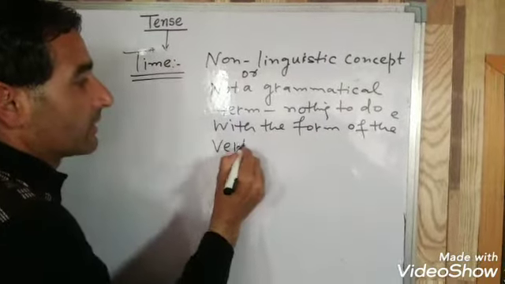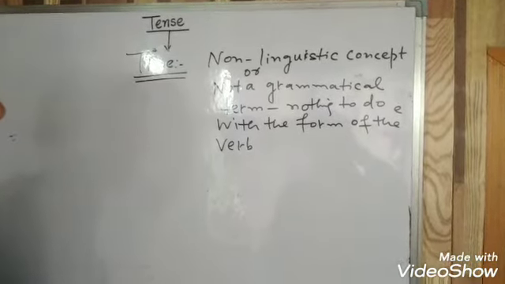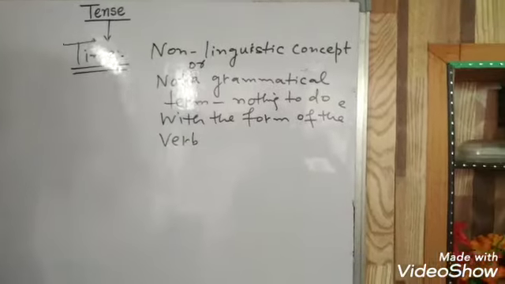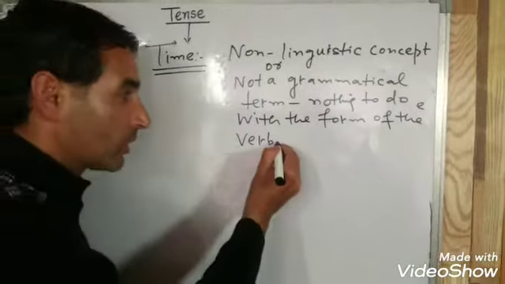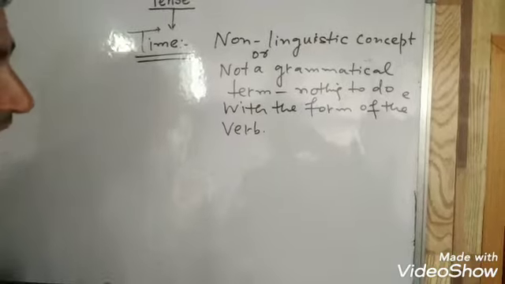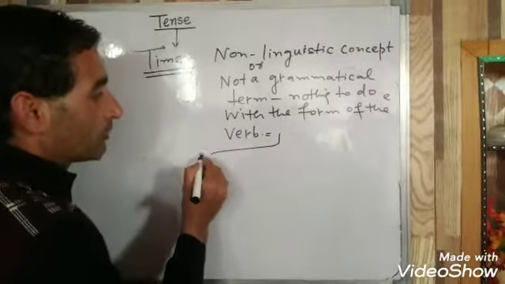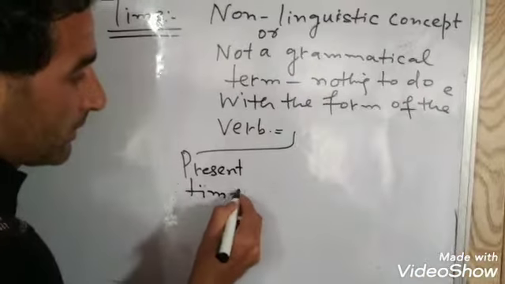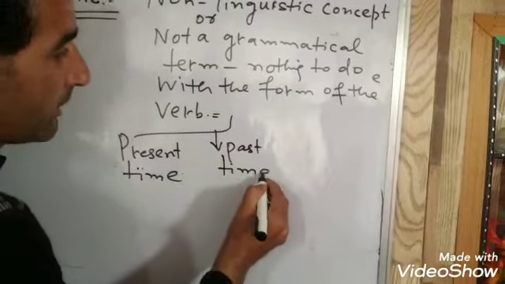So we can say this time is a non-linguistic concept. Or we can say it is not a grammatical term because it has nothing to do with the form of the verb. And on a linear scale, we can divide this time into three types: present time, past time, and future time.